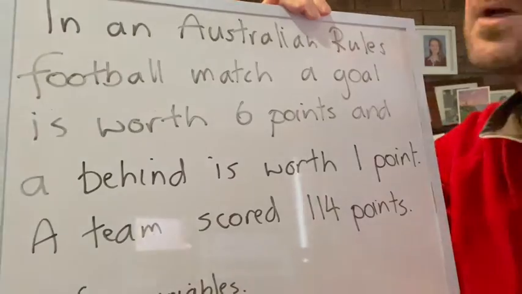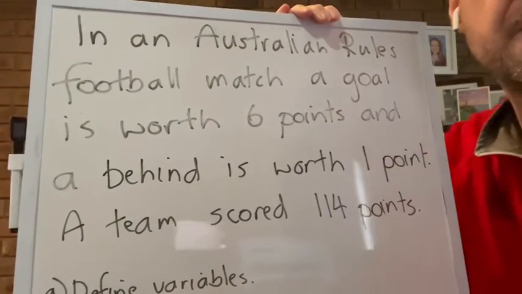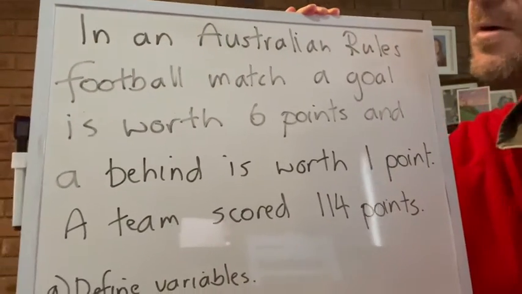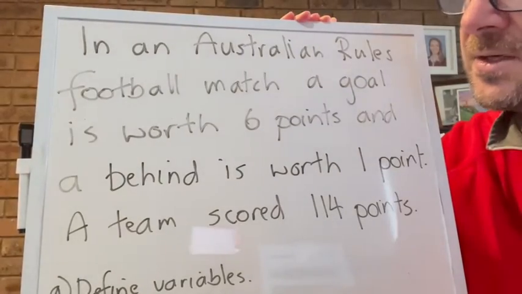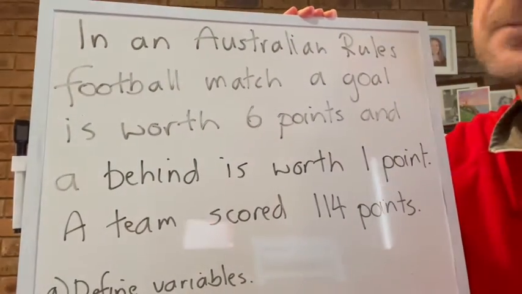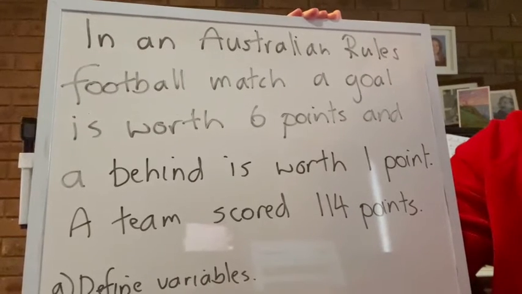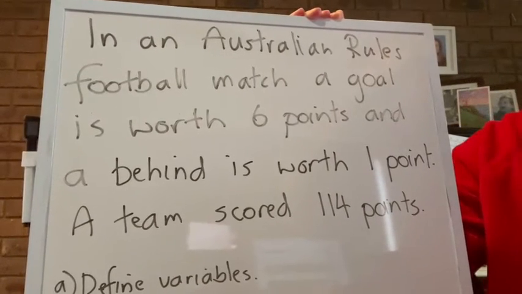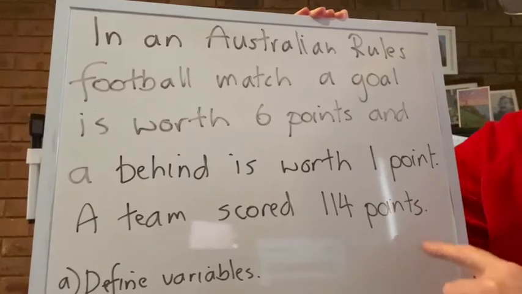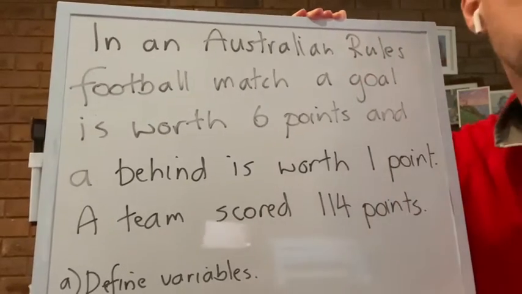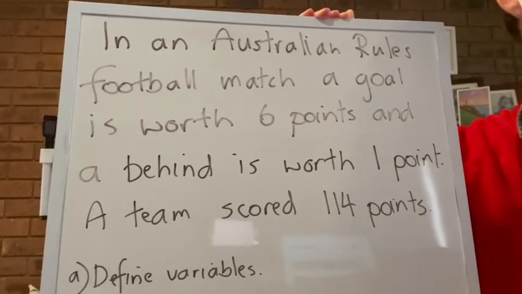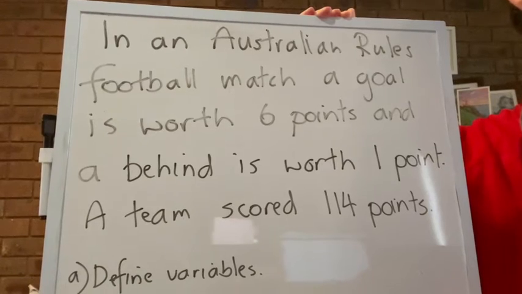Okay, so here we have a typical story type scenario that we have to then create an equation for. In an Australian rules football match, a goal is worth 6 points and a behind is worth 1 point. A team scored 114 points. So the first thing we need to do here is to define all of the variables.